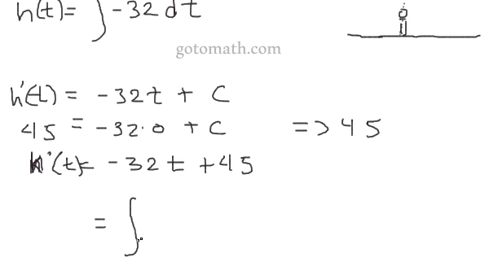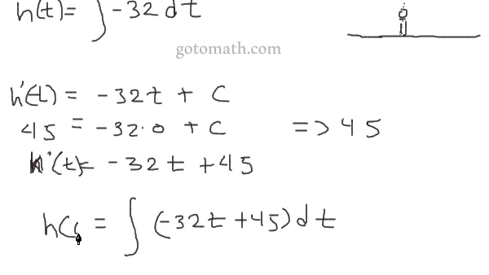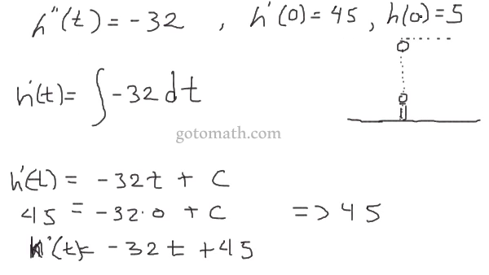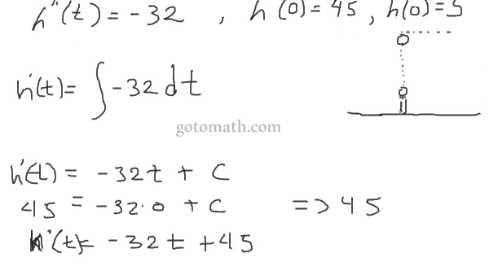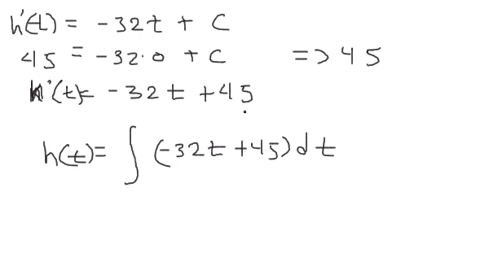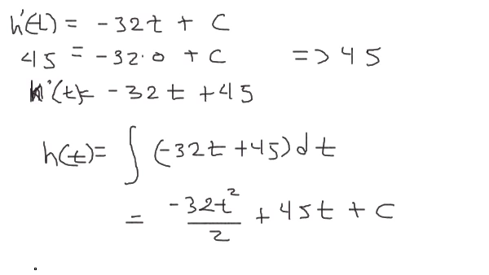Now we want to take the integral of this, dt, and this is going to be our position function, actually, h of t. And let's go back up here. This is when h at 0 is equal to 5. So we have negative 32 t squared over 2 plus 45t plus c.